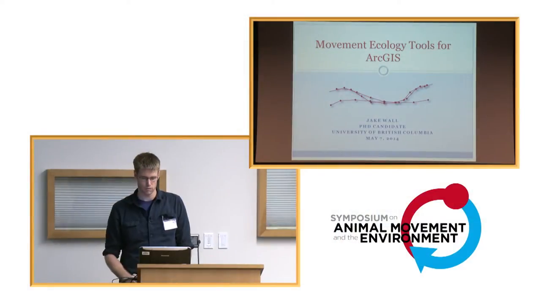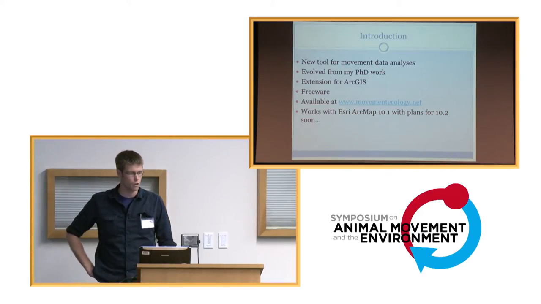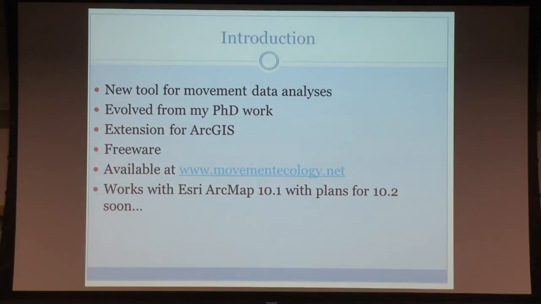Thanks. Thank you. Yeah, so my name is Jake Wall. I'm trying to finish my PhD at University of British Columbia, and my primary topic is the movement ecology of elephants. I've been studying elephants with Ian Douglas-Hamilton and George Wittemyer for about 6-7 years now. This project, ArcMET, has just been a side project. I don't quite know how I got started programming for ArcGIS, but that's how it turned out, and that's how I've been running my analyses.